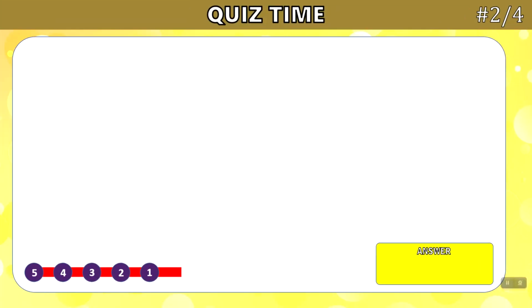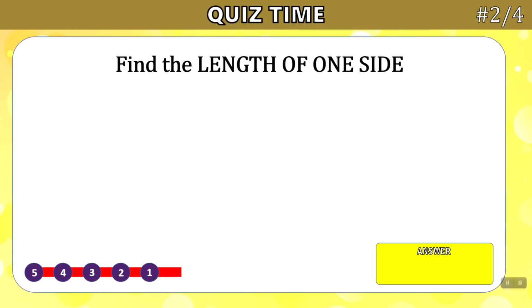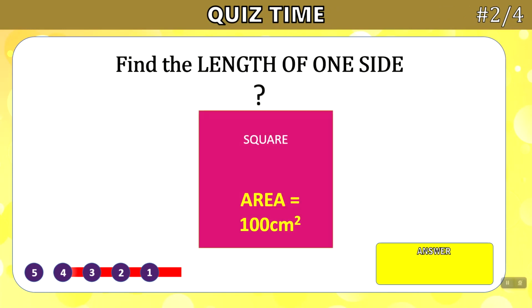Question 2. Find the length of one side of this square. Time's up. The answer is 10 centimeters. If the area is 100, we need a number when we multiply it by itself that gives us 100. And that number is 10. 10 times 10 is 100.